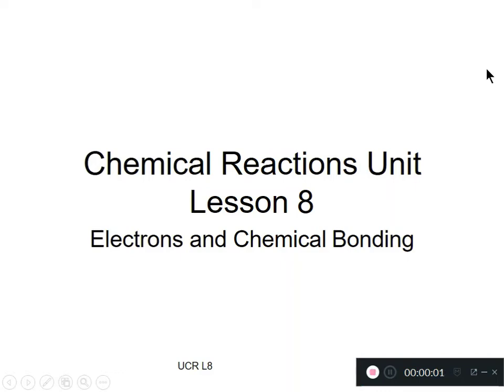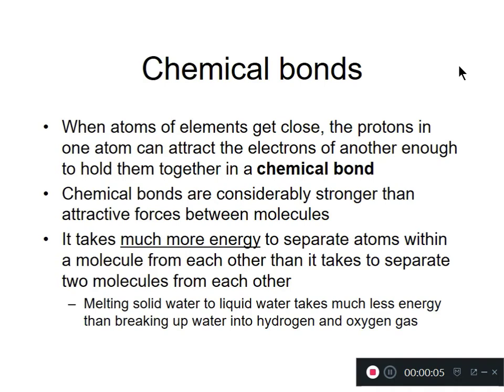It's finally here, the last lesson of the semester. So lesson 8 is talking about chemical bonds. When atoms of elements get close, the protons from one atom can attract the electrons of the other atom enough to hold them together in something called a chemical bond. And we're going to talk about the two different kinds of chemical bonds.